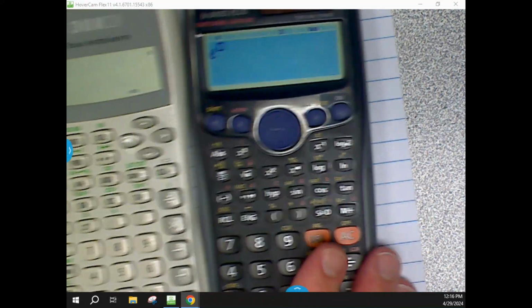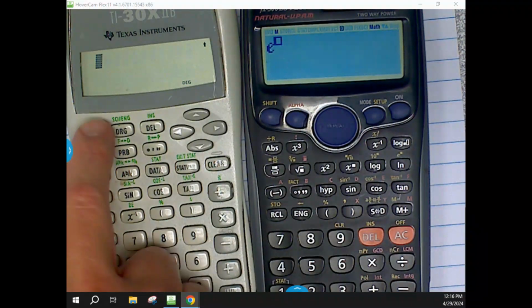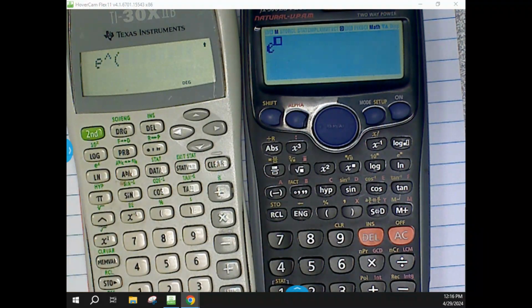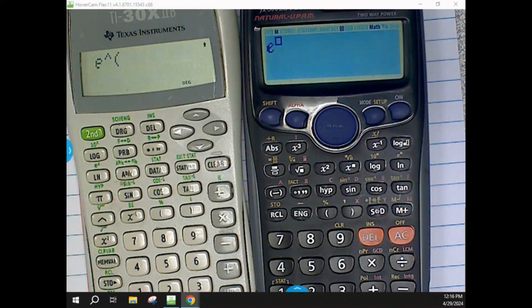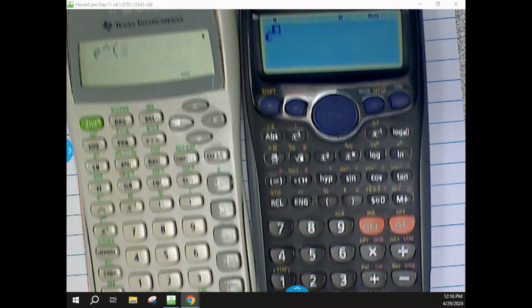If you're on the Texas Instruments, you're going to hit your second button, and then the LN button to get your E there. So that's the E that we're using for this, and that's where it is. If you can find the LN, the E button's usually right behind it. Some different calculators may have it somewhere else, but most of the time the E and the LN are kind of together.